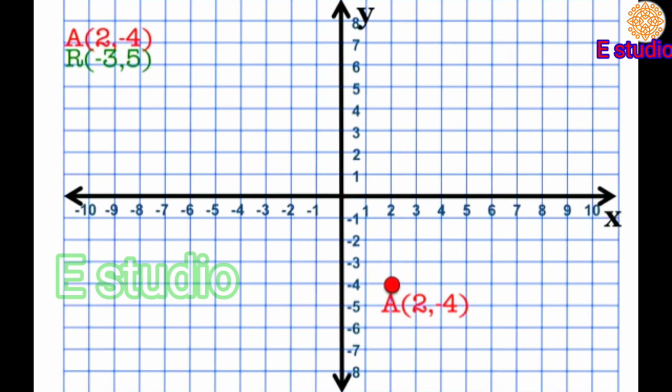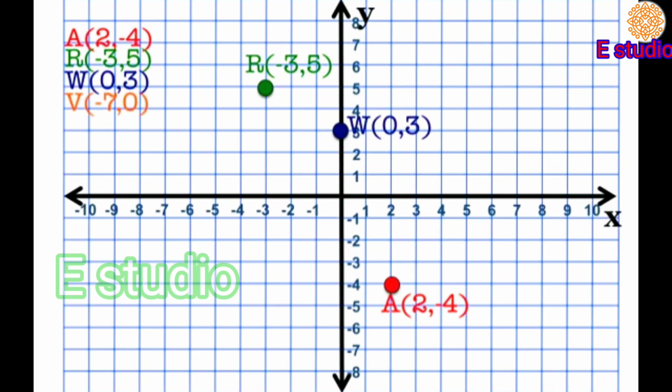How about R at (-3, 5)? Same exact way. We start at the origin, then we go 3 to the left, and then 5 up, and then we plot our point. And that's the point R at (-3, 5). How about the next one, W at (0, 3)? We start at the origin, we don't go left, we don't go right, we just stay. Because our x is 0, we don't go left or right. And that's our point W at (0, 3).